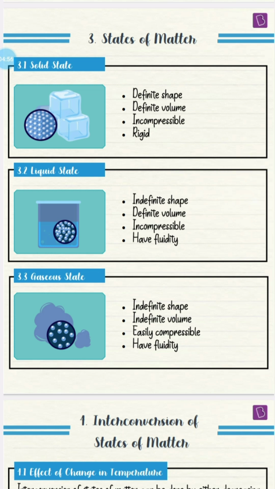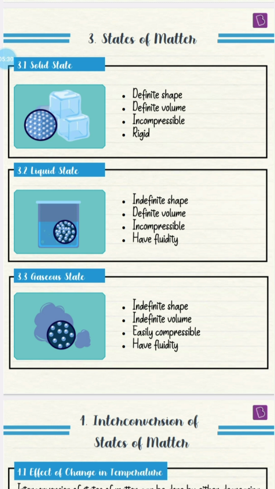Then we have states of matter. So let's study the characteristics of solid state, liquid state, and gaseous state. Solids have definite shape and definite volume, whereas liquid does not have a definite shape, but it has a definite volume. You can understand it by an example. When we pour a liquid from one container to another, its volume doesn't change, right? So it has fixed volume, but it doesn't have any shape.